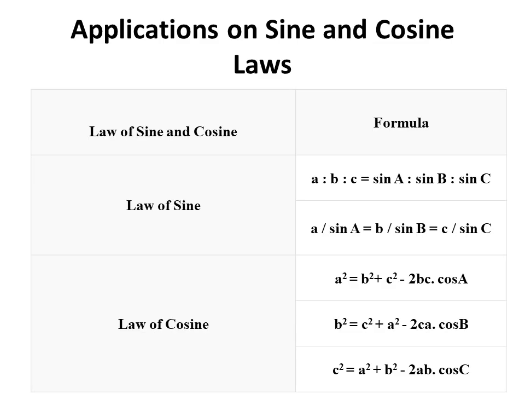In law of cosine, the formula is like this: a square is equal to b square plus c square minus 2bc cos A, and b square is equal to c square plus a square minus 2ca cos B, and c square is equal to a square plus b square minus 2ab cos C.